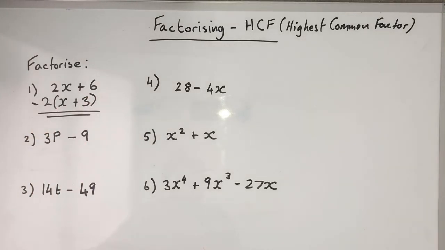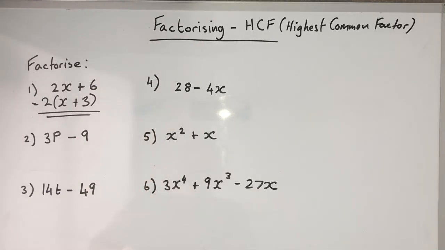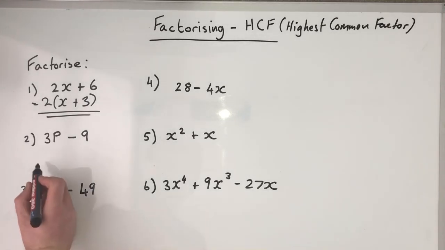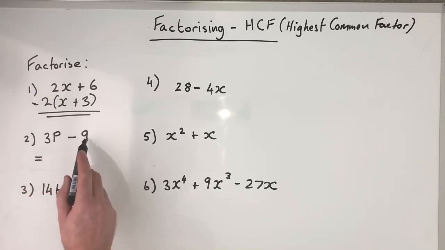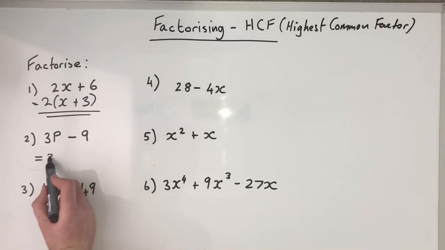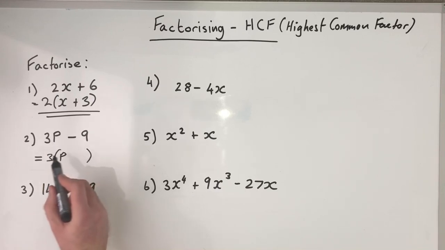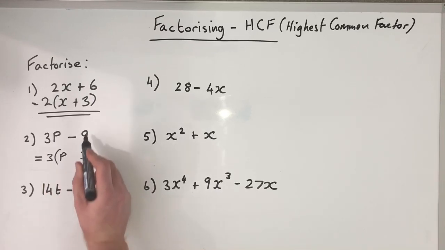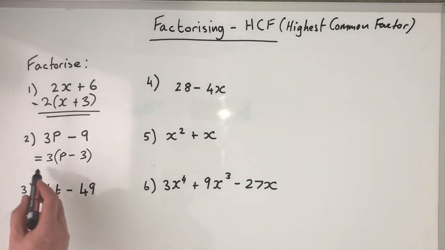Okay. So if I take 2 outside, 2 bracket x plus 3, we could expand out to check. So 2 times x would give us 2x, and 2 times plus 3 would give us plus 6. And that would be it factorised. Okay, so same process with number 2. We're looking for the highest common factor of 3 and 9, which is going to be 3. So 3 times p would give us 3p, 3 times 3 would give us 9. And we need our subtract in there this time, rather than our addition.